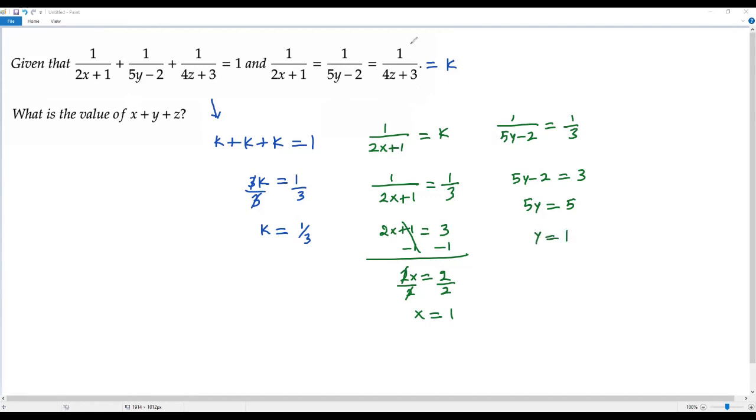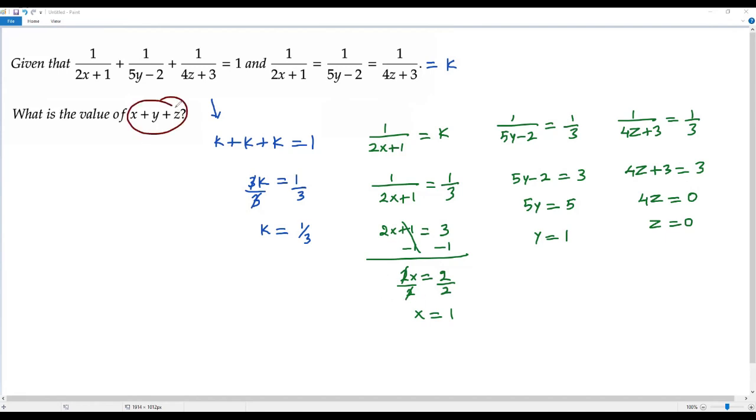Okay, now let's equate this one to k, that is 1/3. Then I'm getting the equation 1/(4z+3) equals 1/3. The same thing, we can take reciprocal on both sides. Then I'm getting 4z+3 equals 3. When I subtract 3 from both sides of the equation, I'm getting 4z equals 0. When I divide both sides of the equation by 4, I'm getting z equals 0. Okay, here I got the values of x, y, and z.